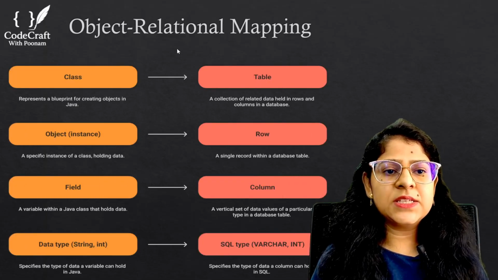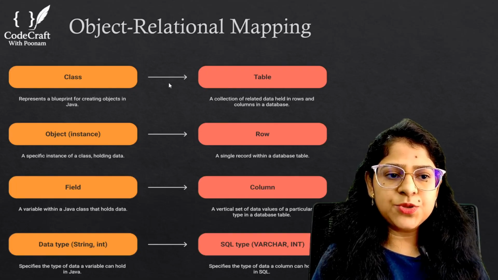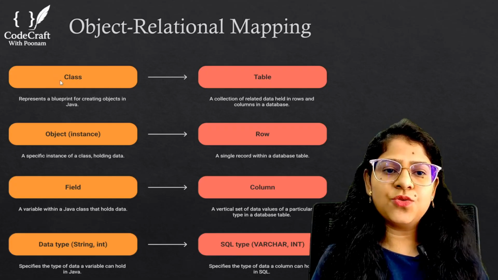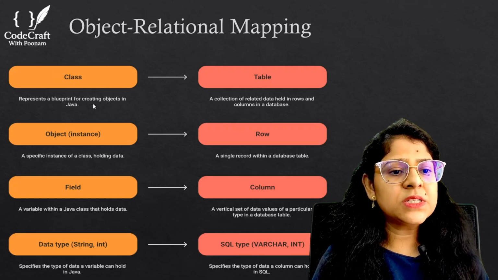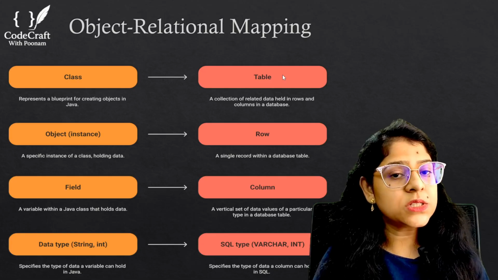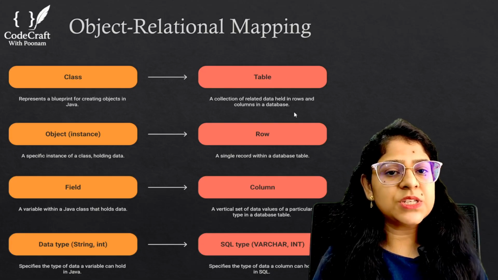So here you can see how this ORM works. It is a bridge between your class and the database table. Class is nothing but a blueprint for creating objects in Java. Whereas, what is a table? A table is a collection of related data held in rows and columns in a database.